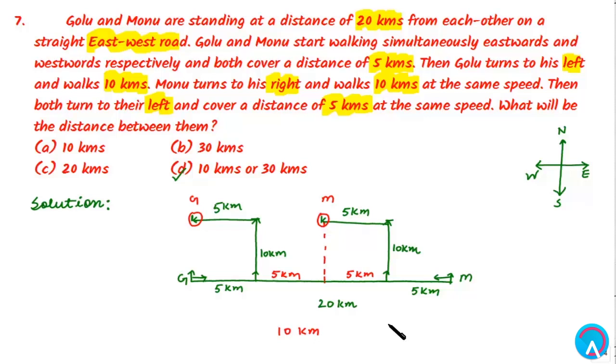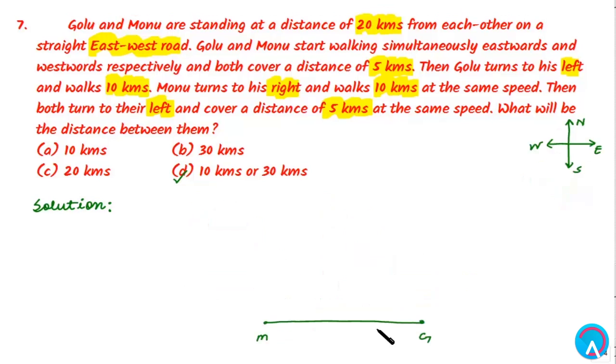For doing this question, there can be one other consideration also. Let's see the other consideration. In the other consideration, Monu is in this position and Golu is in this position. Distance between the two is 20 kilometers. Now Golu will walk eastwards, so he will travel in this direction, and Monu will walk westwards, so Monu will travel in this direction. Both are covering a distance of 5 kilometers each. So this is 5 and this is 5 kilometers.